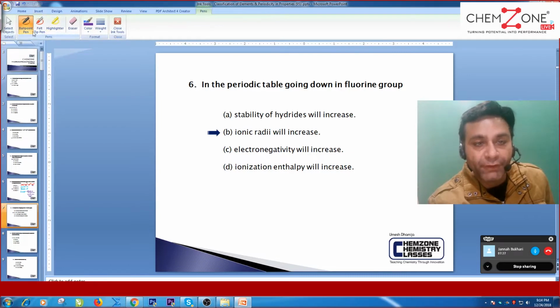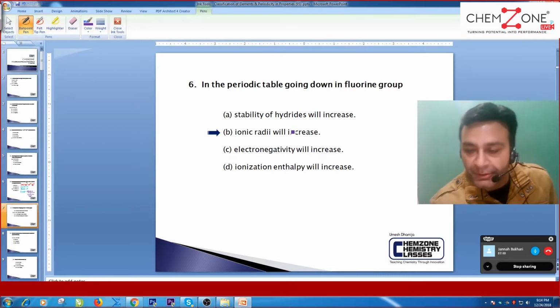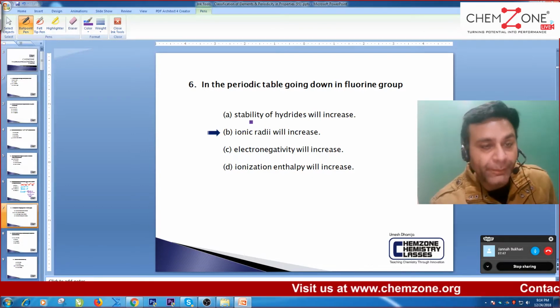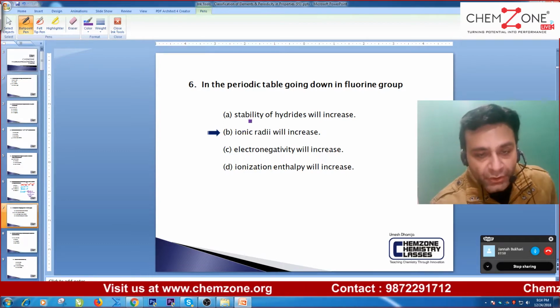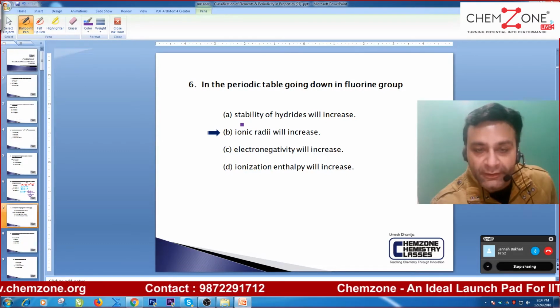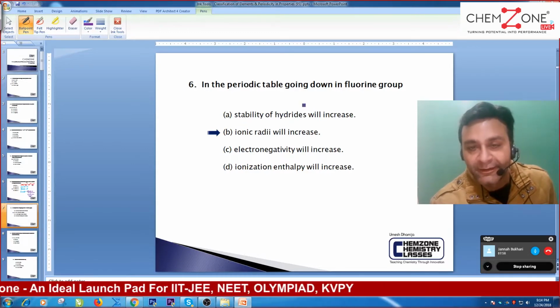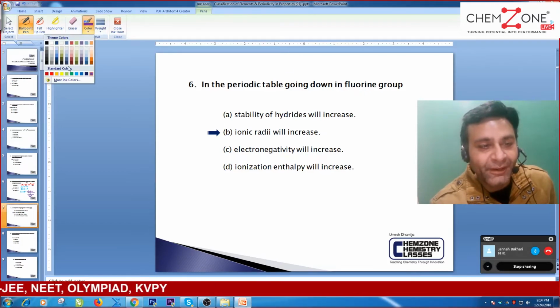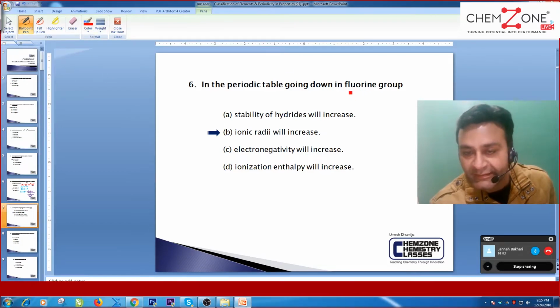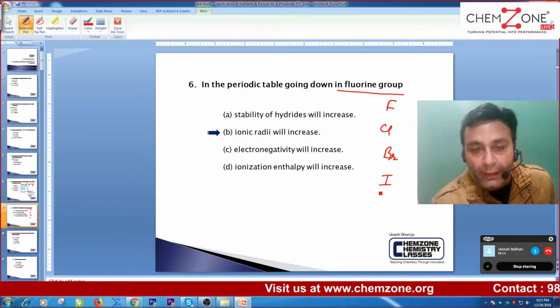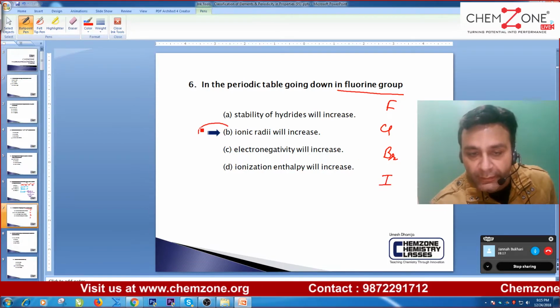Be very, very specific regarding this: there is no guesswork in chemistry, right? You have to be very logical, particularly when you are appearing for the NEET examination. The question is not based on guesses only. It is very specific, very scientific, very technical. I'm not making you afraid of it, but the fact is this. So the fluorine group means fluorine, chlorine, bromine, and iodine, and the answer is of course B here.